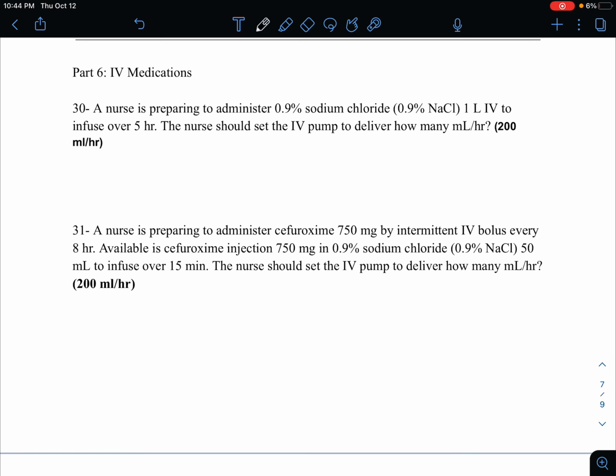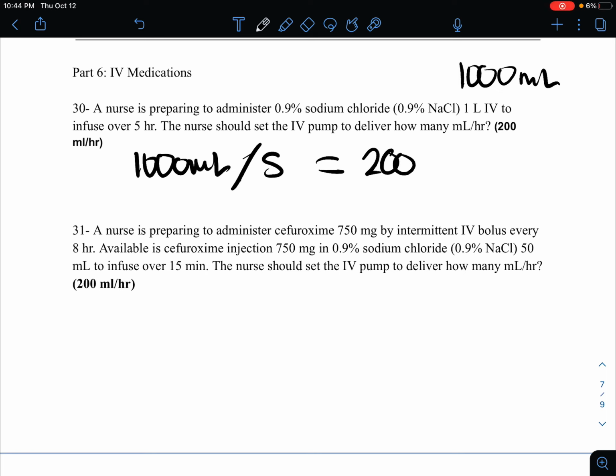Okay, so our next question is: a nurse is preparing to administer 0.9% sodium chloride, 1 liter IV to infuse over 5 hours. How should you set the IV pump to deliver in milliliters an hour? So we should know that there's 1,000 milliliters in a liter, right? So it'd be 1,000 milliliters. And because we want to do it within 5 hours, divided by 5, 1,000 divided by 5 is 200. So 200 milliliters an hour to get that all infused.